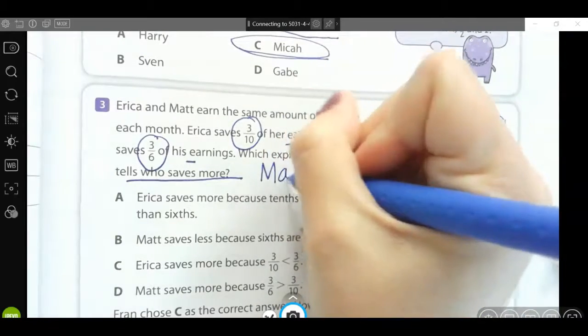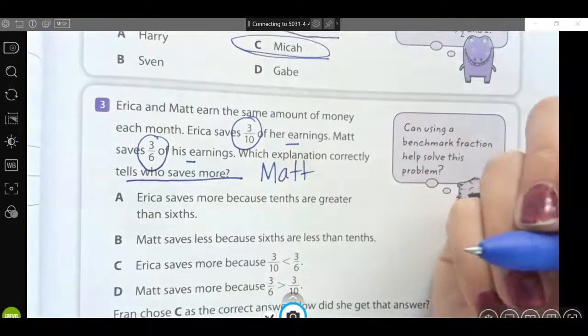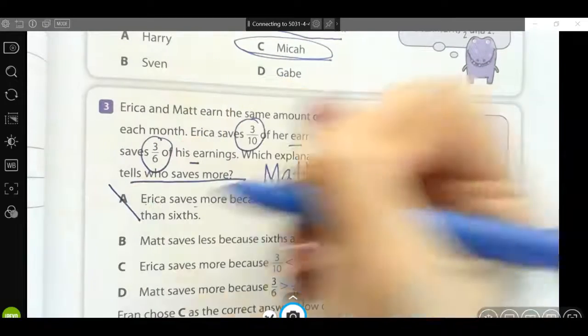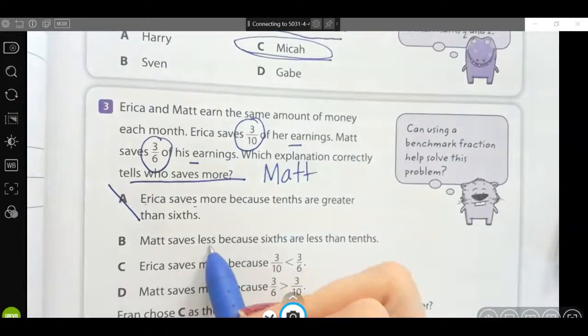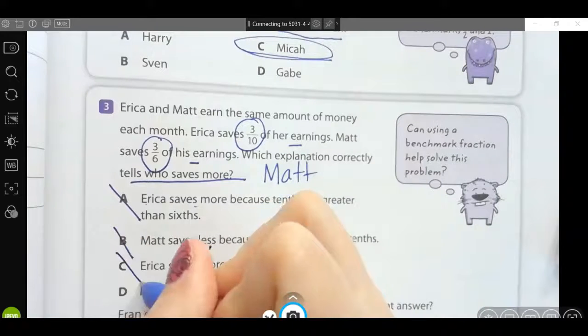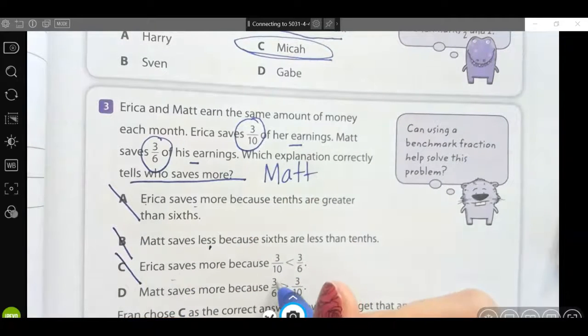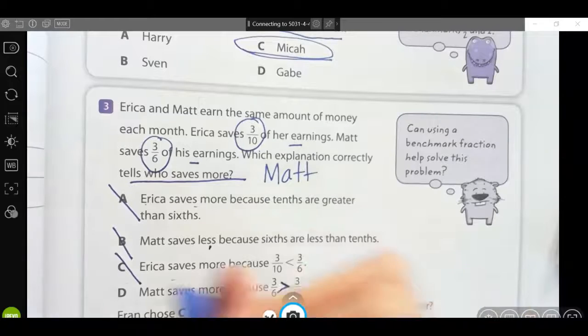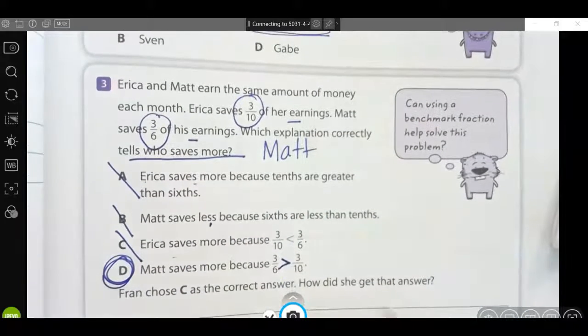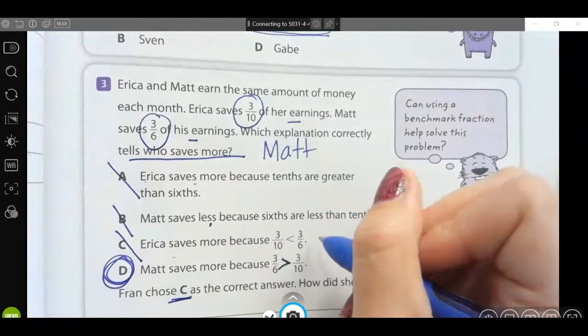Okay, hold on. Let's look through all of these now. So Erica saves more money? No. Matt saves less? No. Erica saves more? No. Matt saves more because 3/6 is greater than 3/10? Yes. Okay. How do you think Fran chose C?